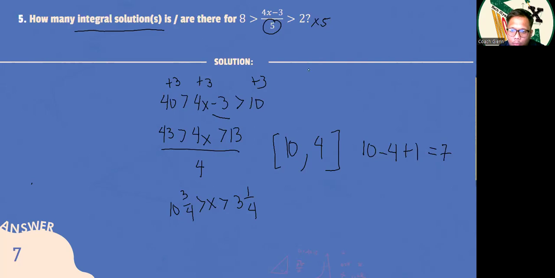And not 3. Why not 3? Because if 3 here, okay, let's say 3. Okay, let's make that 3. Is this true or not? Okay, wait, my bad. So someone asked if x is 3. Okay, let's check it. Is this true or not? This is not true. 3 is not bigger than 3 and 1/4. That's why 4 is our first integer solution.